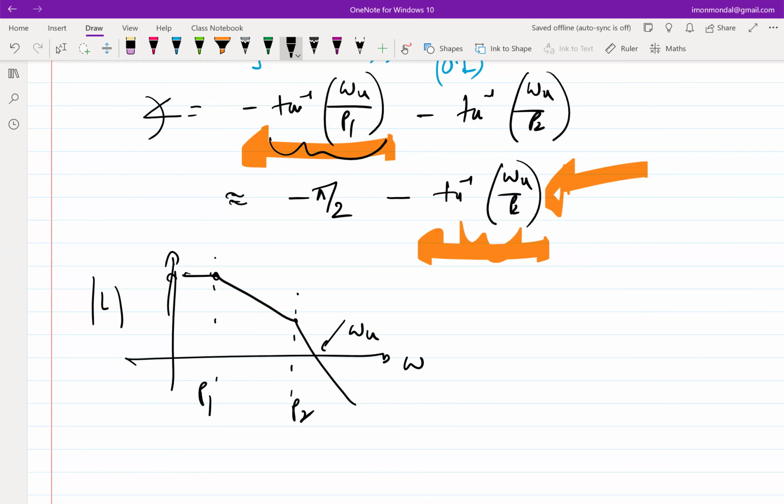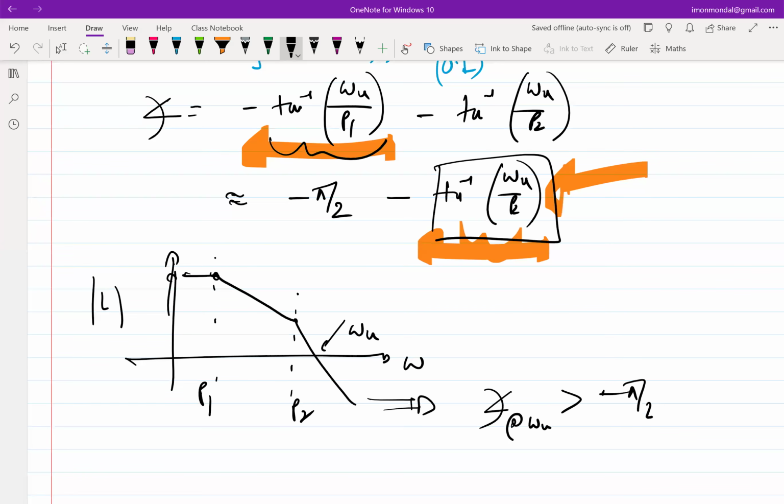Right? What can I comment? Immediately I can look at it and say that minus tan inverse omega u by P2 is not negligible. In fact, this omega u over P2 is more than 1, which means this is more than minus 45 degree, that excess phase. So in this case, I know that my angle at UGB is greater than minus pi by 2 minus pi by 4. Okay, so if this is the case, which means what?